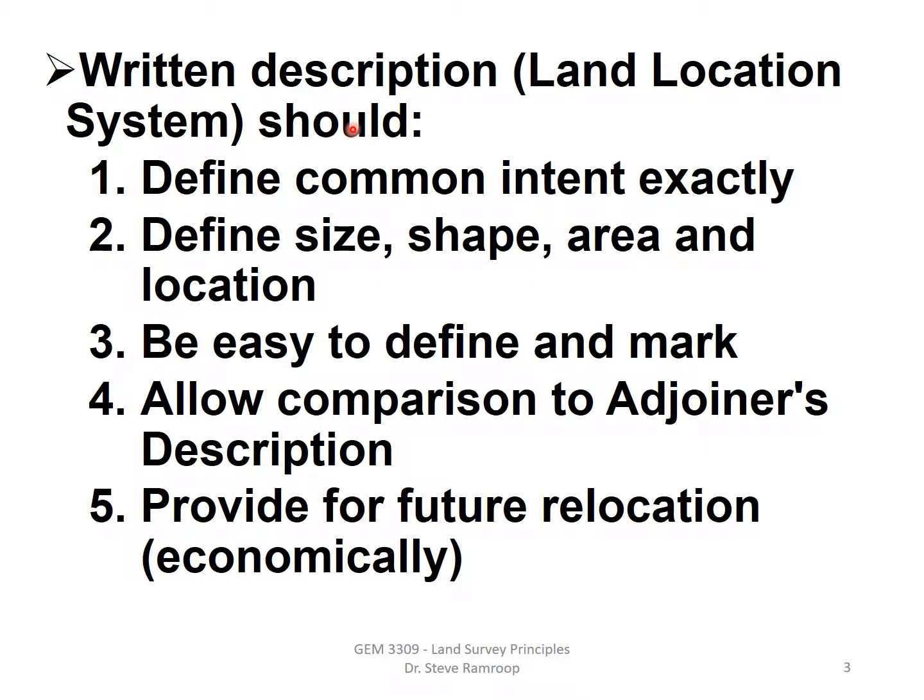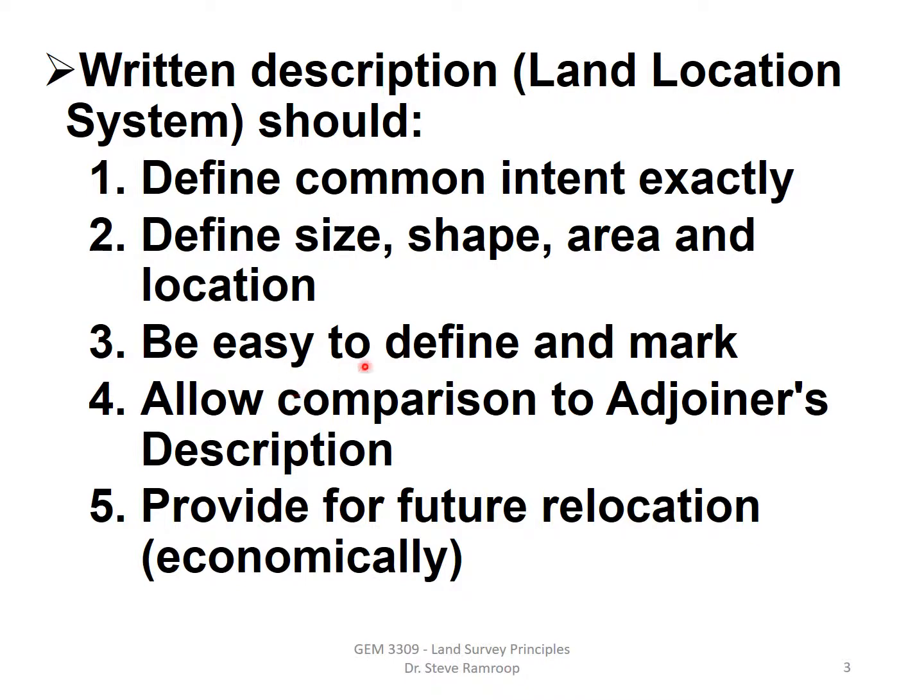A written description must include the following to avoid ambiguity. First, define a common intent: what's the intent between the grantor and the grantee? Second, define the size, the shape, the area, the location in terms of its coordinates and position, its perimeter and its size, in order to define it accurately, and for future retracement, to help in identifying where the original boundaries were placed.